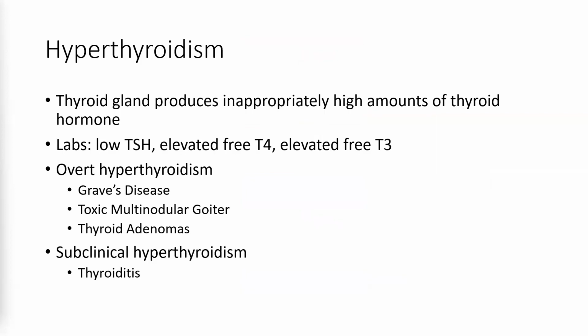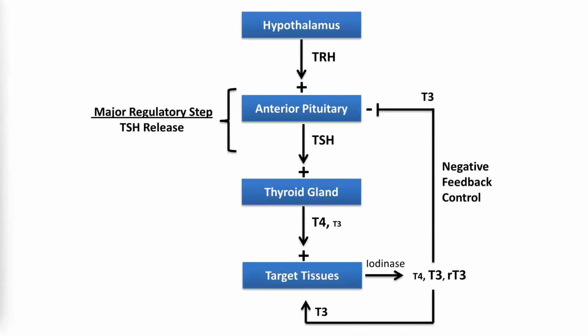So hyperthyroidism is a very broad condition. It happens when the thyroid gland produces an inappropriately high amount of thyroid hormone. So there's way too much thyroid hormone being produced here. If we draw labs on these patients, it will show a low TSH, an elevated free T4, and an elevated free T3. So we go back to this slide right here. The TSH will be low and the T4 and T3 will be very high. That's how we know we have a high thyroid level.